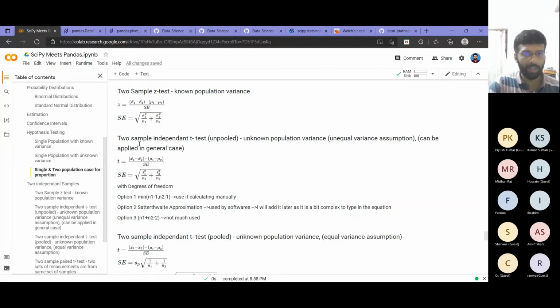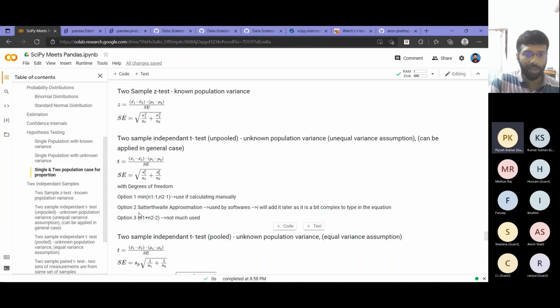In that also, this first equation will be the same as the z case, only z is replaced by t, and the standard error is also the same as the previous case, only sigma is replaced by s. But as you know, for t statistics we have an additional variable called degrees of freedom. There are multiple ways in which degrees of freedom can be computed. If I am doing it manually, with a pen and paper or a calculator, I can assume a minimum of n1 minus 1 and n2 minus 1 as my degrees of freedom and calculate with that.